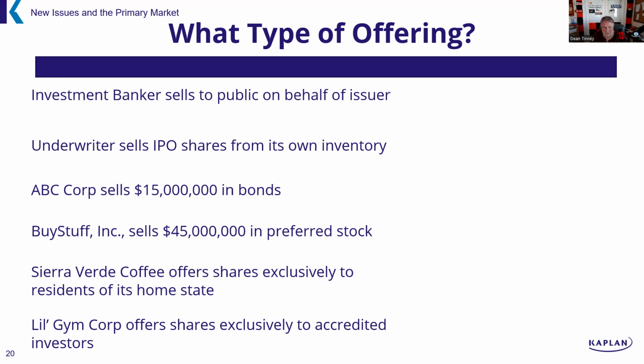All right, so let's try our first one here. Hit pause, answer, see how you do. Investment banker sells to the public on behalf of the issuer. So is that a best efforts underwriting, or is that a firm commitment underwriting? Best efforts or firm commitment, what say you?